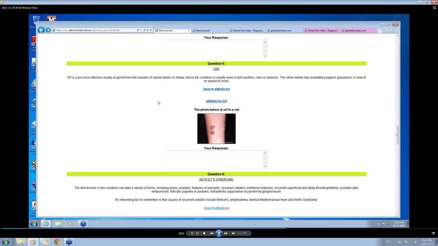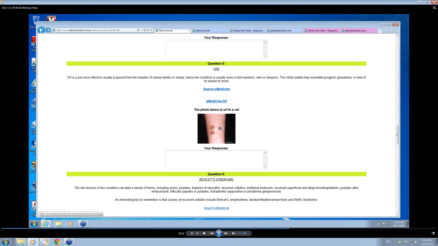Usually it used to be the farmer's wife who would bottle feed these orphan sheep. And of course they would nuzzle around her hand, and she'd get it around the hand that she was holding the bottle with the teat. But you can also see it in farm workers, vets, or shearers. So if you're in the country, you're likely to see it. You're not likely to see this much in the city.